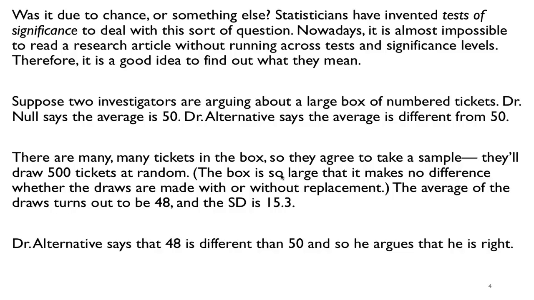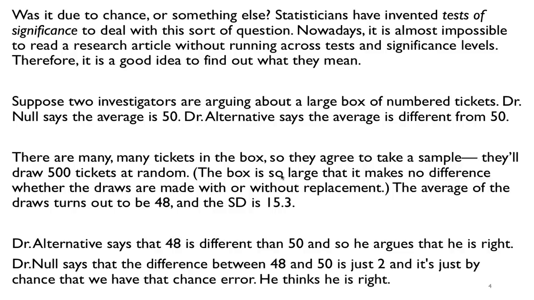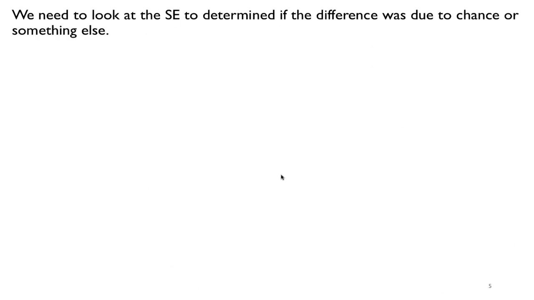Dr. Alternative says, well, 48 is different than 50, so he argues that he's right. Dr. No says, well, 48 is so close to 50, it's only 2 away, so that's just due to chance, and so he thinks he's right. So we want to know whether 48 says something about the average of the box, and whether the difference is big enough to say that maybe the average is not 50.